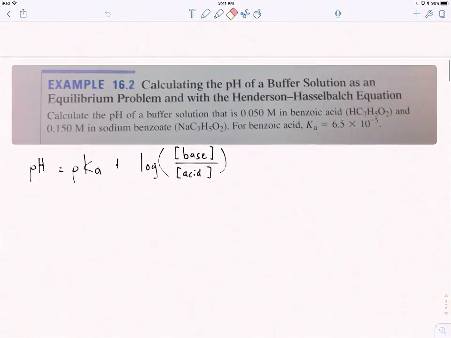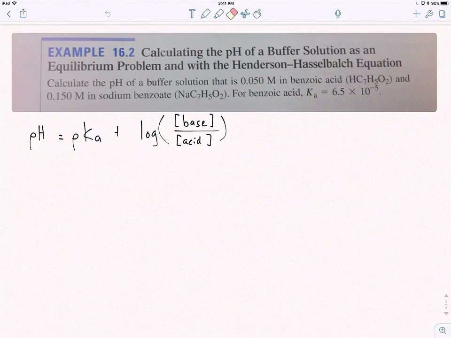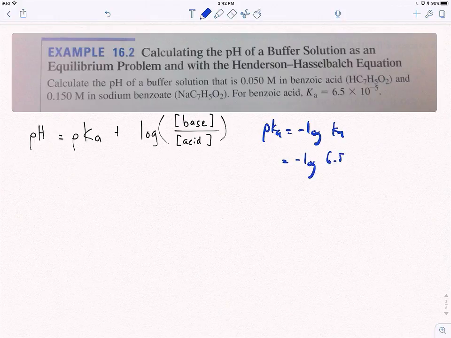So let's do this for a problem. Calculate the pH of a buffer solution that is 0.05 molar in benzoic acid and 0.150 molar in sodium benzoate. For benzoic acid, the Ka is 6.5 times 10 to the minus 5. So we write the Henderson-Hasselbalch equation. What is the pKa? The pKa is equal to the minus log of the Ka, which is minus log 6.5 times 10 to the minus 5.